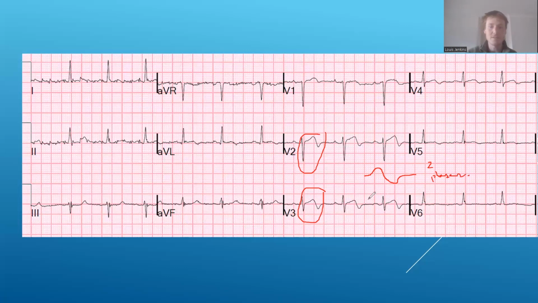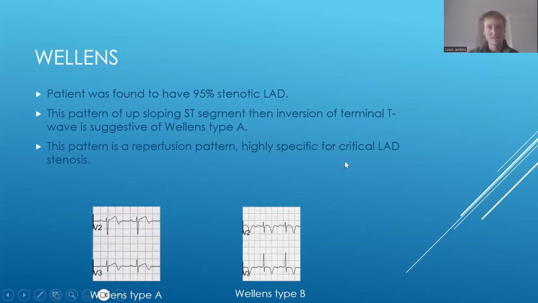But yeah, cool. So we have these biphasic T waves, and these are really unusual. But unless you know what these mean, it's going to be really hard to make a decision about what to do with this patient. So this is an example of Wellens. Specifically, this is Wellens type A.